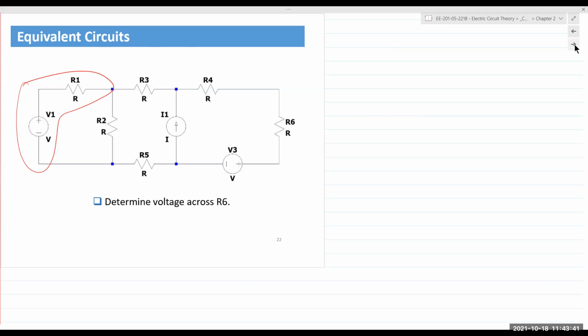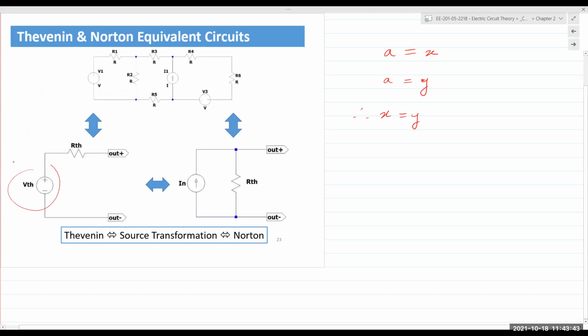Also, we have voltage, resistance, and current. What can we use to describe the relationship between all three of them? Ohm's law, right? And so source transformation depends on this equation.